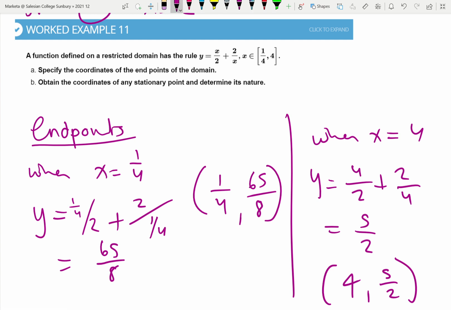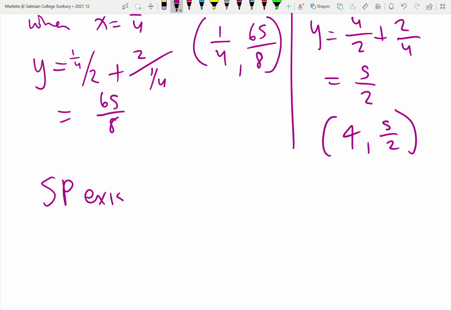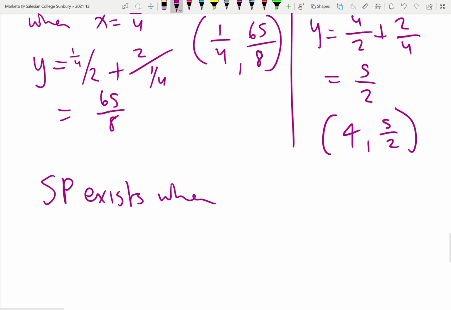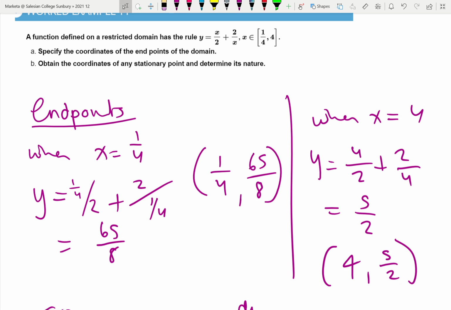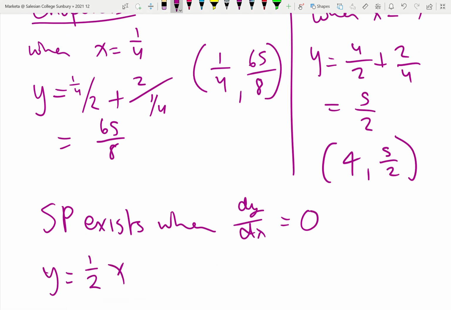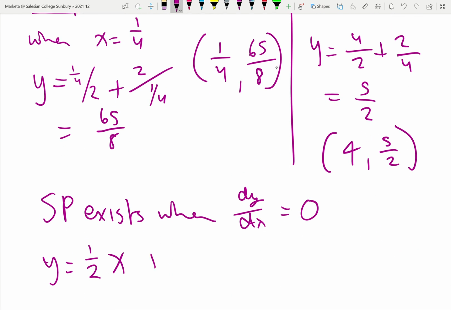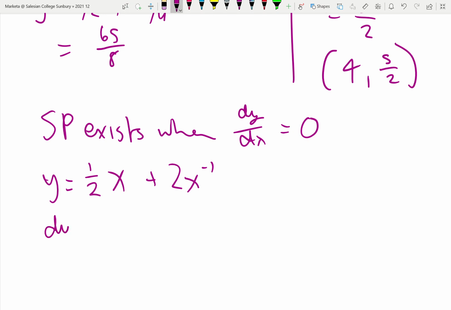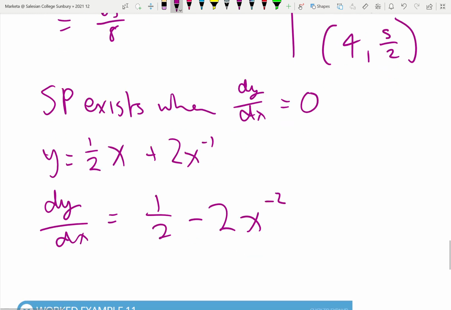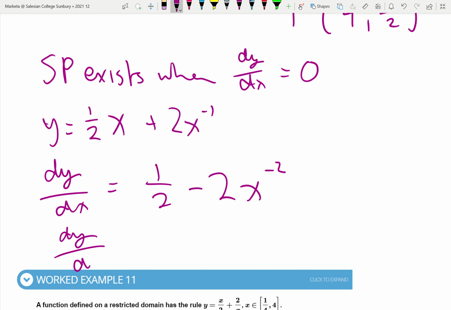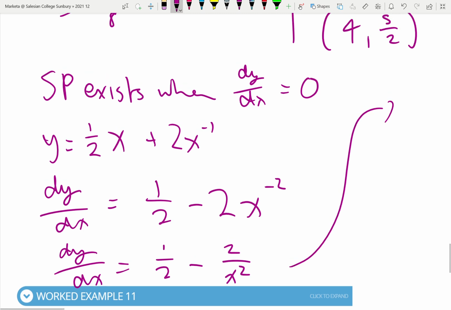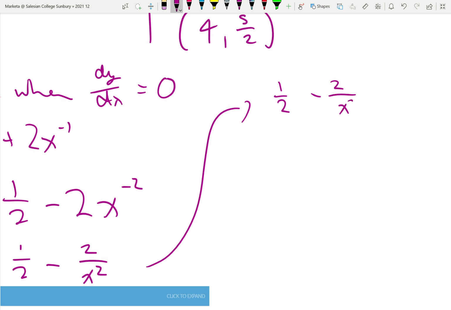Okay, so next, obtain the coordinates of any stationary point and determine its nature. Okay, again, a stationary point exists when, this is the function y, we say dy dx equals 0. So let's do dy dx. So y is half x plus 2x to the -1. So dy dx equals half minus 2x to the -2. So half minus 2 on x squared. So we have to make that equal 0. So half minus 2 over x squared equals 0.